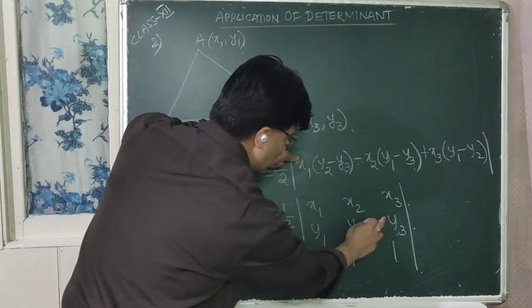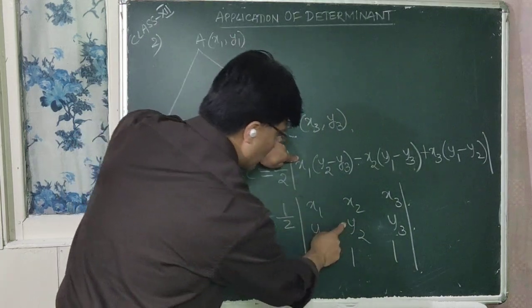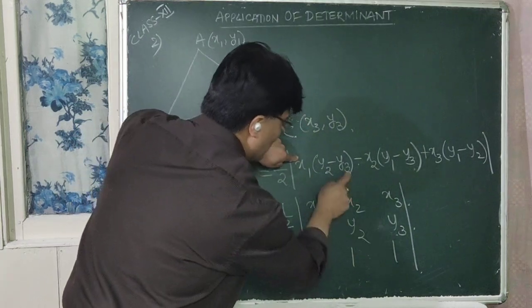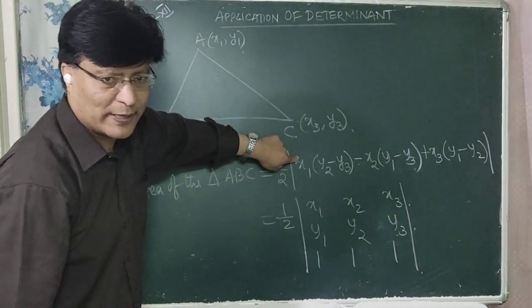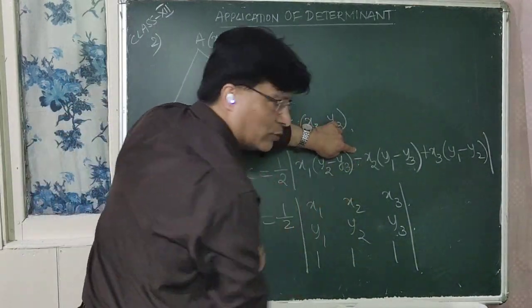What remains? y2, y3, 1, 1. That is y2 into 1, y2 minus y3. This is the second order determinant, you can expand it. Then comes minus x2, right?